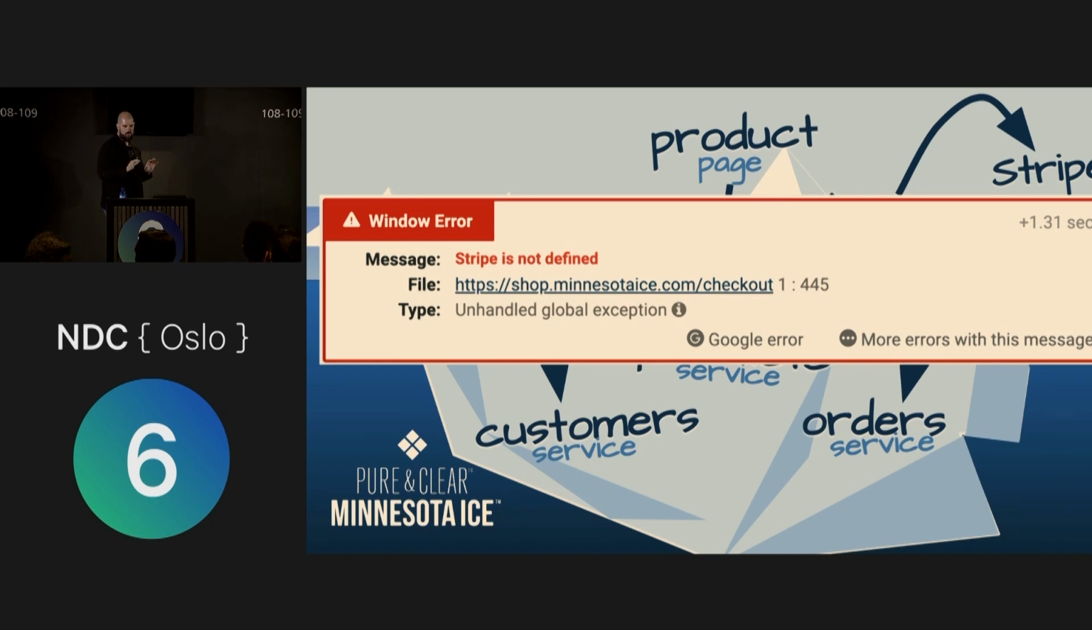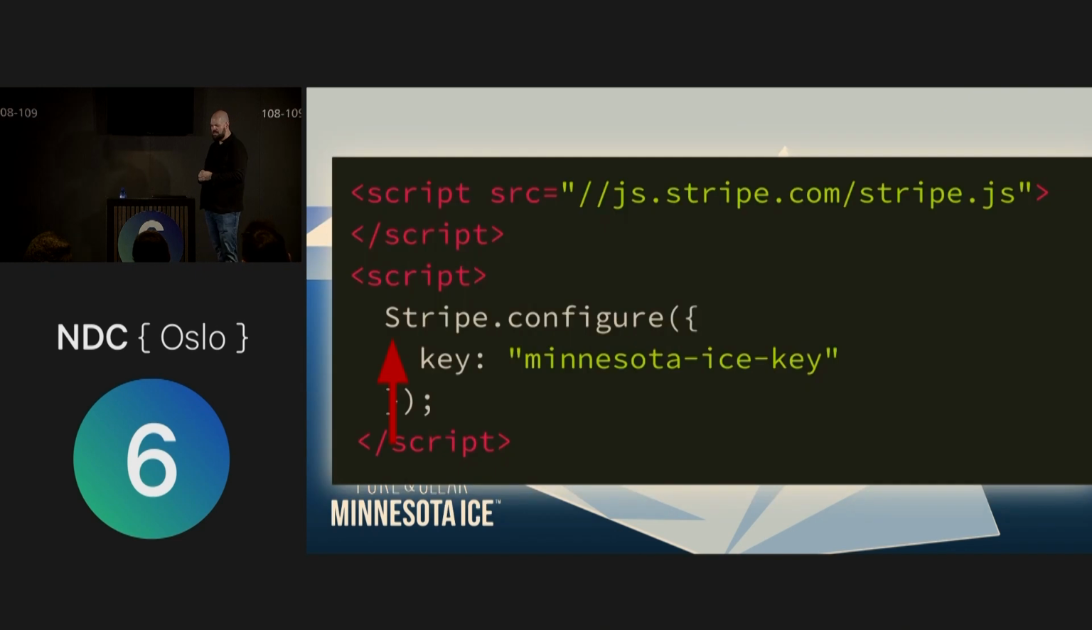And it's happening almost right after a page is loaded. If we were to look at that source code, we trace what's on line 1, column 445, and we would see code that looks a little bit like this, where we're loading a script file from Stripe, and then in the very next script block, we're calling stripe.configure with their key of some kind.